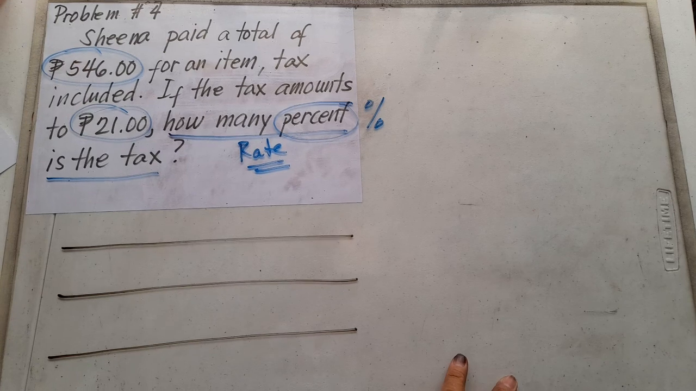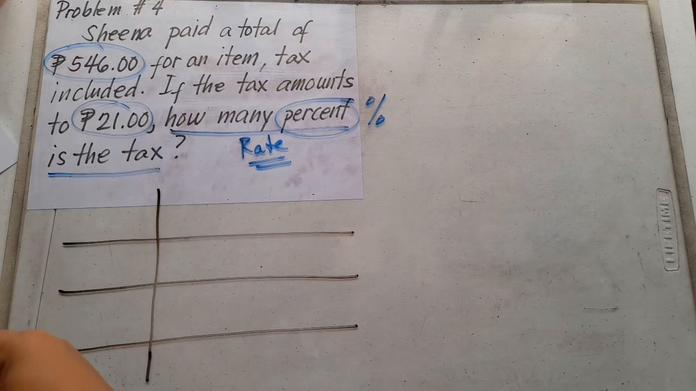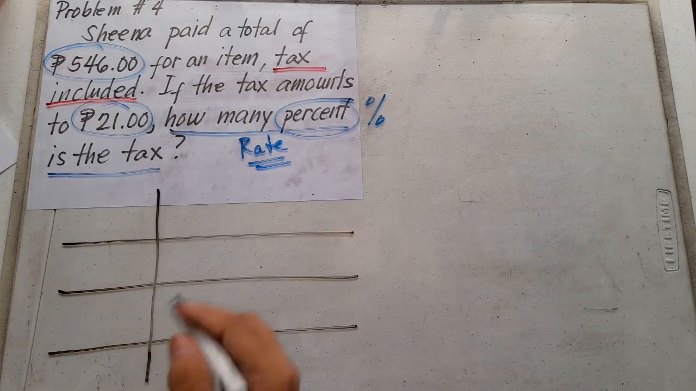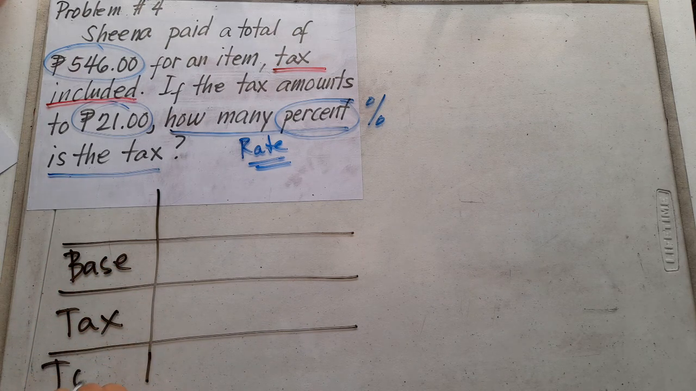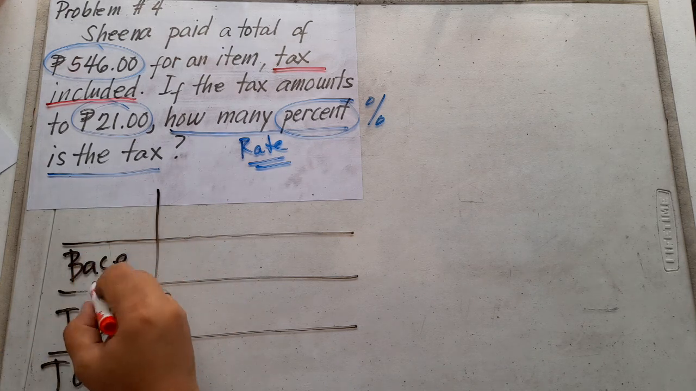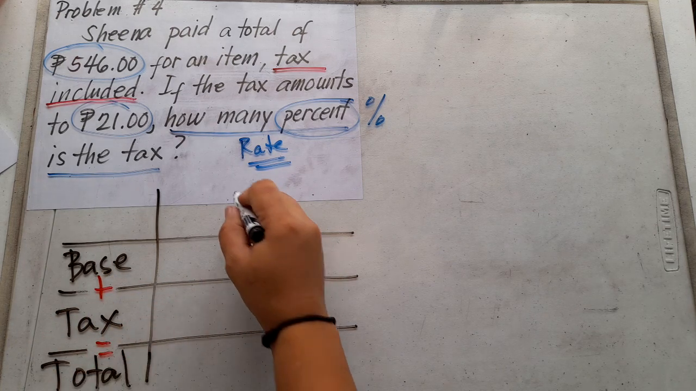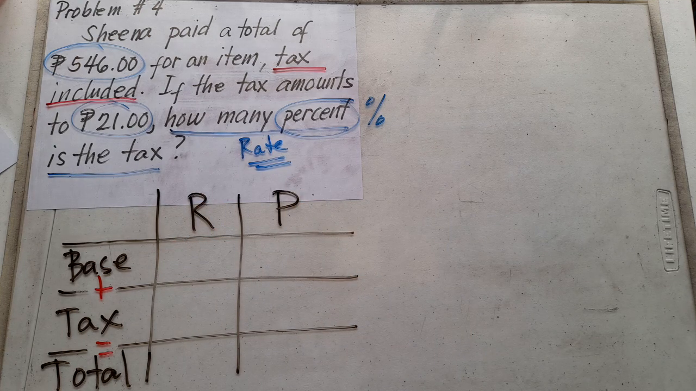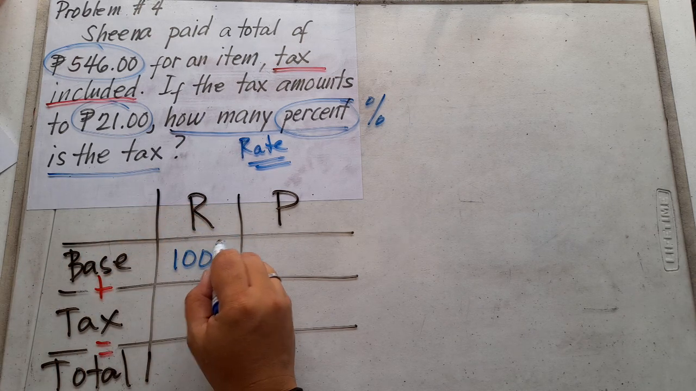Okay, tatlong row yung table natin. Bakit nga tatlong row? Kasi ang nakalagay sa problem natin ay tax included. So, we'll have here base, tax, and then total. So, when we add the base and tax, we'll come up with the total. Next column is rate. Last column is P, percentage. We have base rate is 100%.